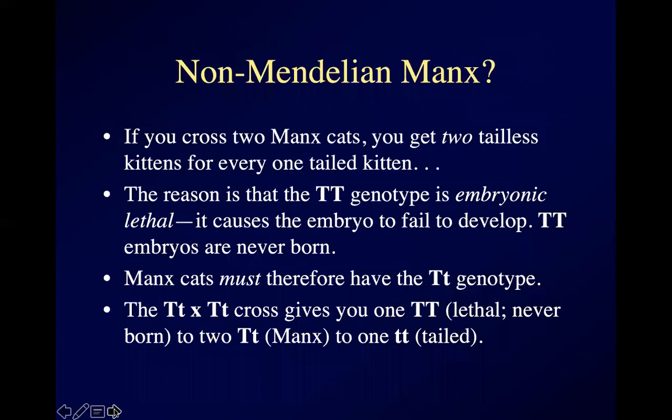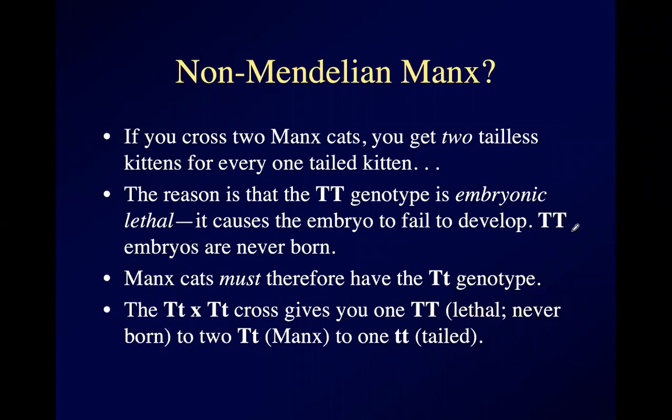But if you crossbreed two Manx cats, you end up not with 3 tailless cats for every tailed cat. You get 2 tailless kittens for every kitten with a tail. And the reason is that the big T genotype is an embryonic lethal. It messes up the development of that embryonic cat inside mommy so much that it miscarries. Embryos with the genotype big T are never born. They don't develop to maturity.